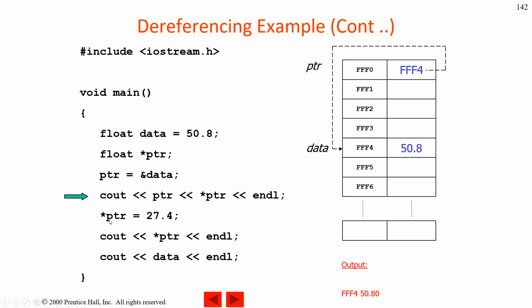Next, you are changing the value. You are saying asterisk ptr is equal to 27.4. So essentially you are saying go to ptr. Ptr is this. Go to this address, which is this. The content of this is going to be 27.4. Basically the content of this. So this old value will be gone. Your content is now 27.4.